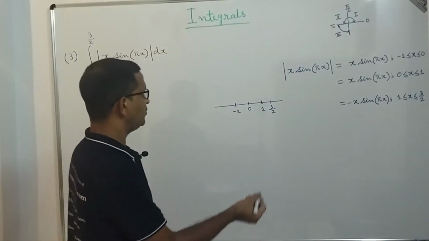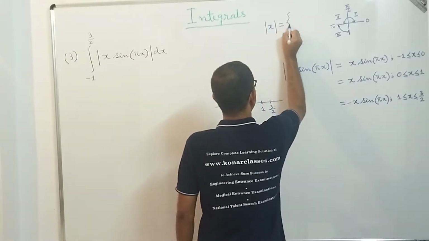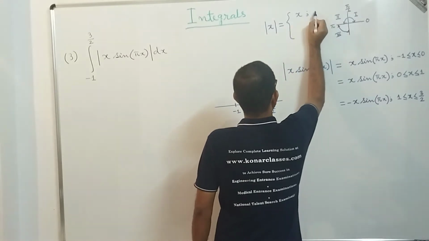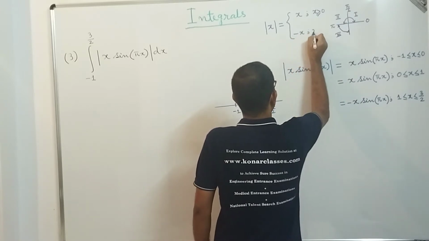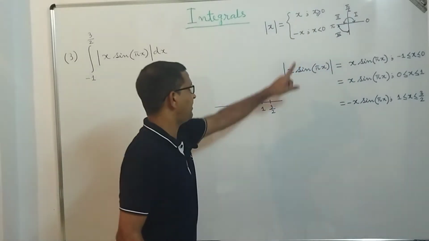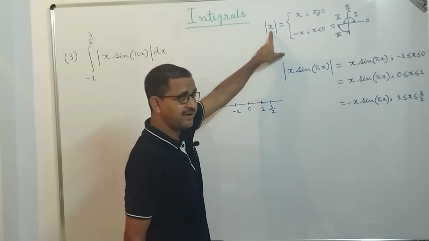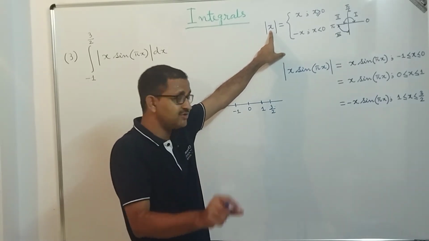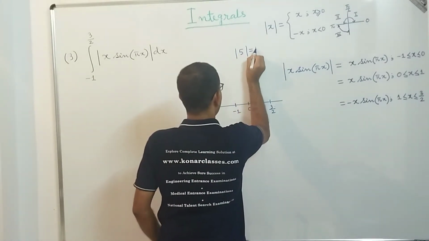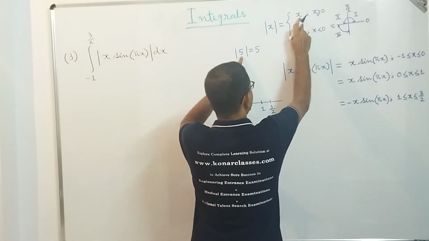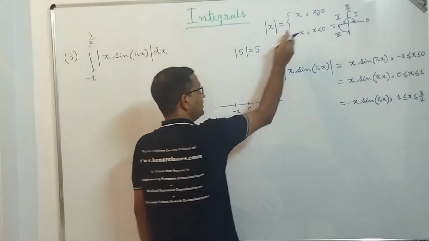Correct? Because we know the definition of mod x. If we go back to our basics, mod x equals x when x is greater than or equal to 0, and -x when x is less than 0. Why is it -x? Because when x is less than 0, we multiply by -1 to make it positive. So mod of 5 is equal to 5. How come? Because it comes into this branch of the definition, mod x equals x if x is greater than or equal to 0; 5 is greater than or equal to 0, hence we take this branch.